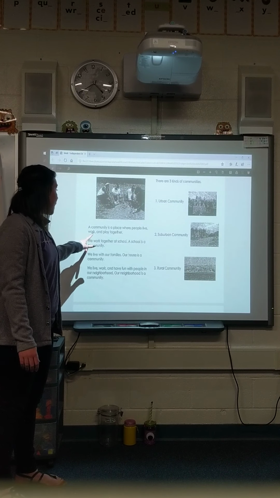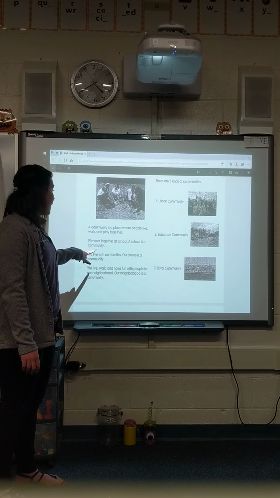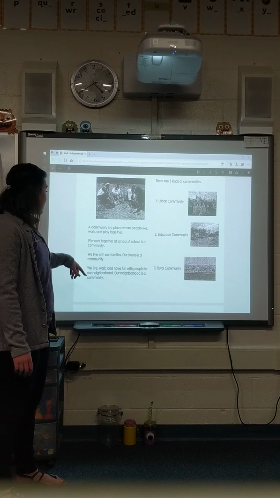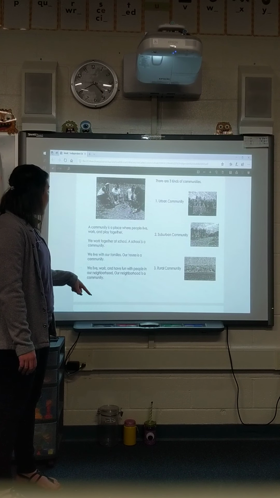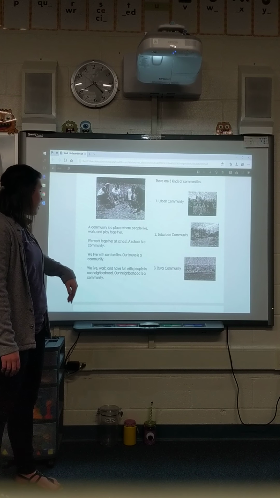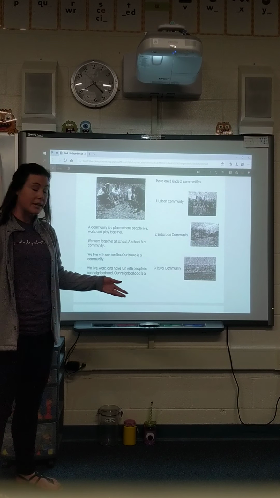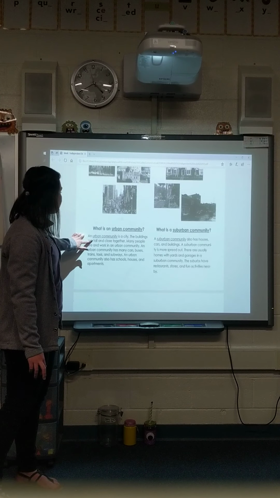A community is a place where people live, work, and play together. We work together at school. A school is a community. We live with our families. Our house is a community. We live, work, and have fun with people in our neighborhood, which makes our neighborhood a community. So we're going to go on to the next page.